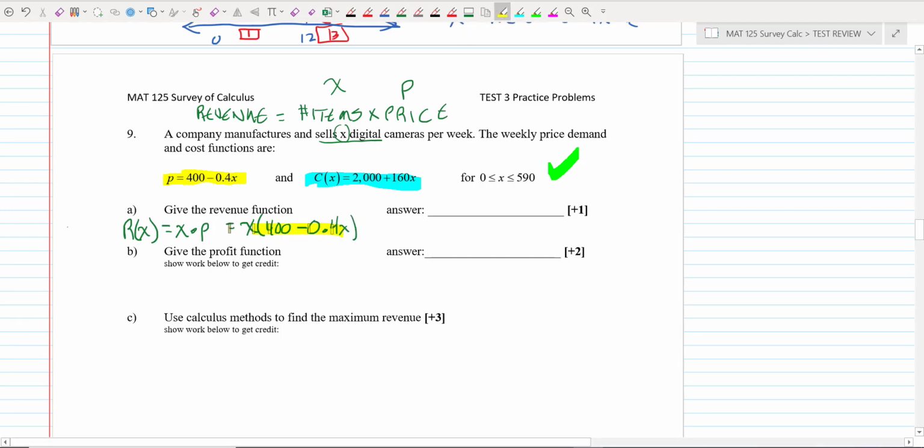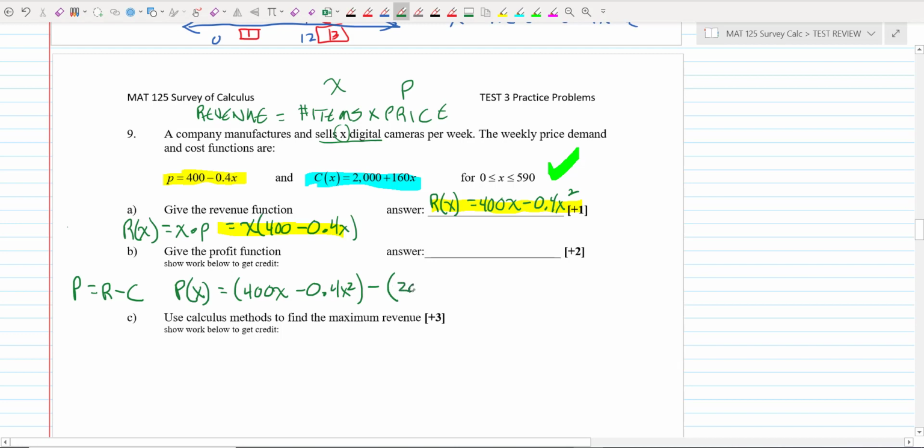All right, and what I'd probably do is just multiply that out. So we'll have the revenue function R of x is equal to 400x minus 0.4x to the second. Now we're going to do the profit function, and we know that profit is just equal to the revenue minus the cost. So the profit function, I'll use a capital P, is the revenue, which we just found to be 400x minus 0.4x to the second, minus the cost function, which was given as 2,000 plus 160x. And you want to distribute, collect like terms, and get a good answer to the problem.